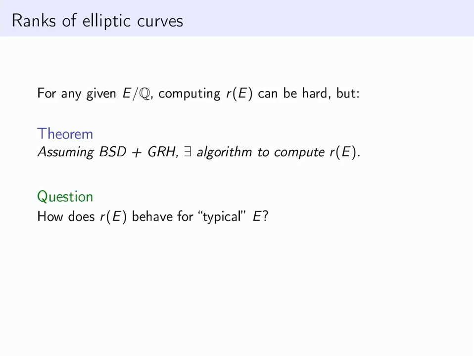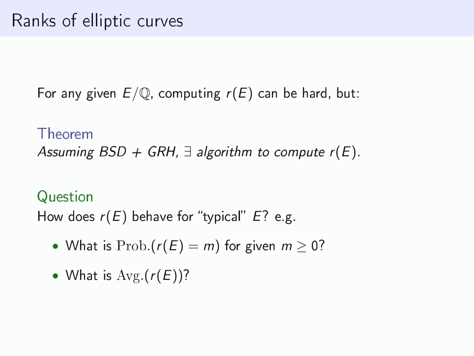And so the kinds of questions I'm interested in are of the flavor: what is the probability that the rank is equal to m for some integer m? Or maybe, what is the average of this rank? Here, of course, I should fix some ordering of the elliptic curves to make sense of these probabilities or these averages.